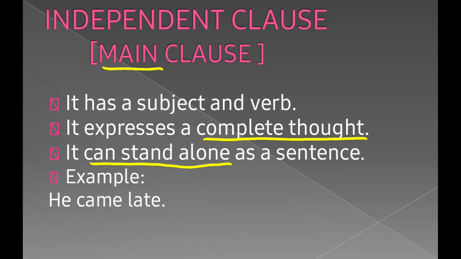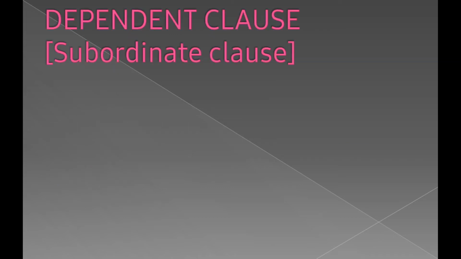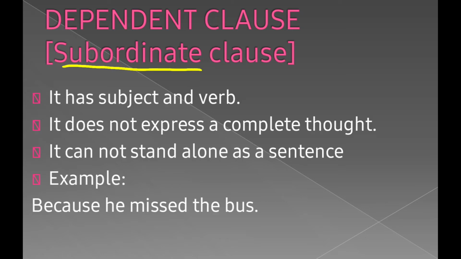Now let's see what is dependent clause. Dependent clause is also known as subordinate clause. It has subject and verb, but it does not express a complete thought. It means that it cannot stand alone as a sentence.